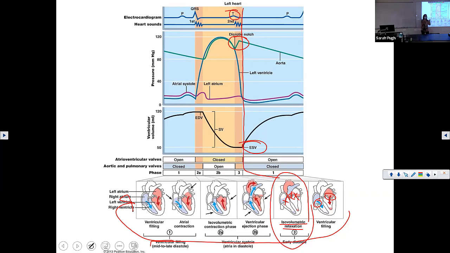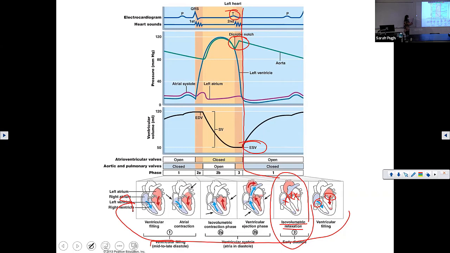Ventricles are going to then start to relax back out after they've ejected all their blood. Semilunar valves close. They are completely closed chambers and we call it isovolumetric relaxation. Eventually, AV valves open and we start back with filling again. So this is just a cycle, okay?